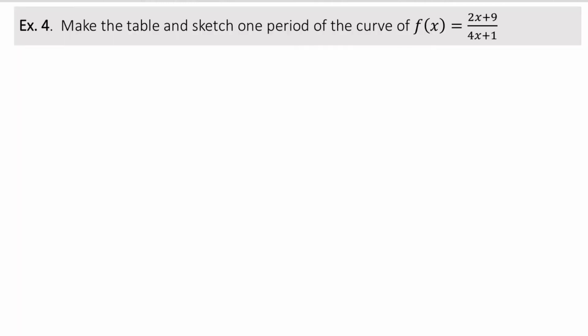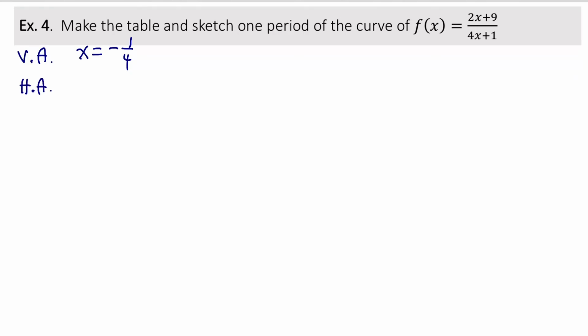So here's a rational function. So we're going to do this. We know something about these already. So they've got vertical asymptotes. When the denominator goes to 0, you've got a vertical asymptote. So I can see that occurs at x is equal to negative 1/4. And then you've got a horizontal asymptote.